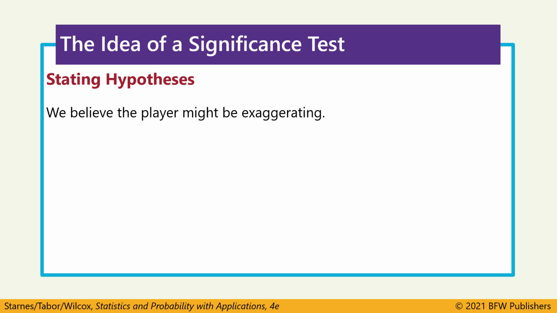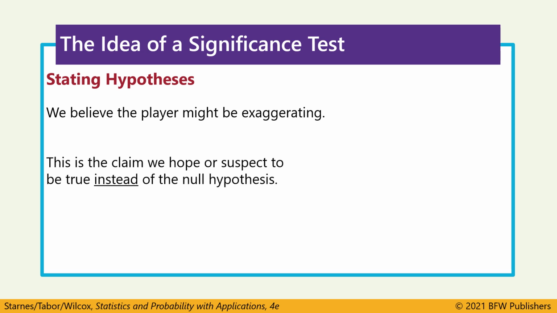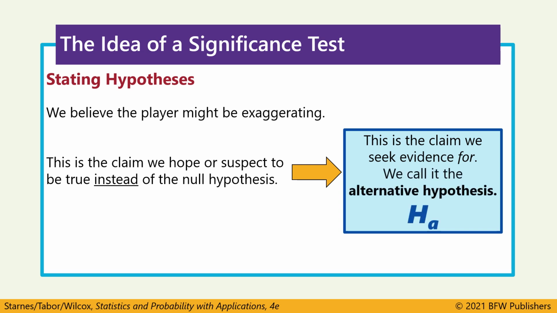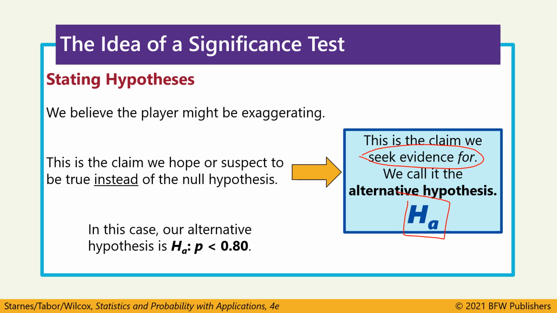Now note that I said that we were seeking evidence against the null hypothesis. We're trying to disprove that null hypothesis that he can make 80% of his shots. The null hypothesis will always have an equal sign. If we're able to disprove it, we're going to be left with the other hypothesis, which is called the alternative hypothesis. The alternative hypothesis is the one that we're seeking evidence for, and it's denoted by H sub A. So if we can disprove that he makes 80% of his shots, the alternative would be that he actually makes less than that.